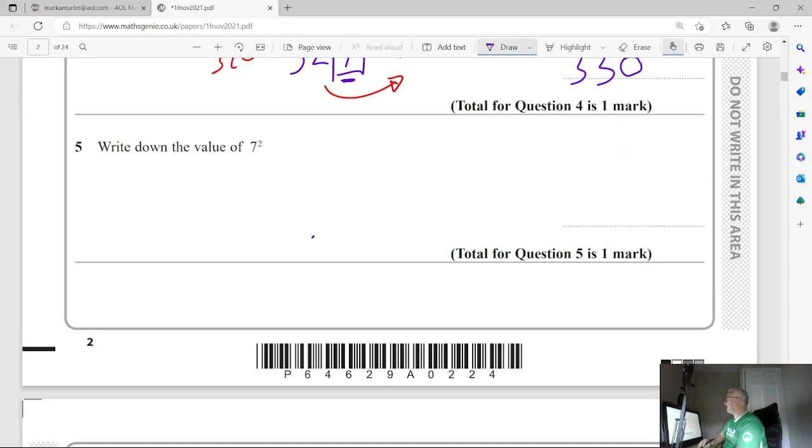Write down the value of 7 squared. 7 squared can also be written as 7 times 7. 7 times 7. Straightforward one. Gives me 49. Okay. Question 6.